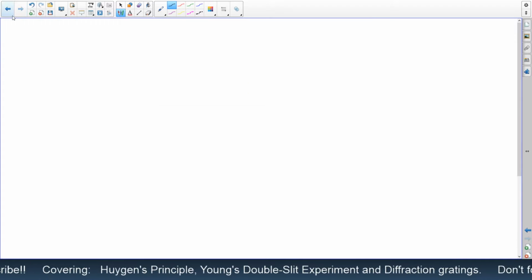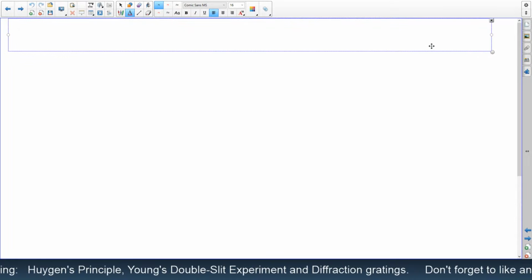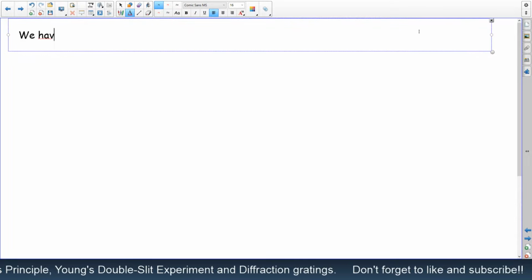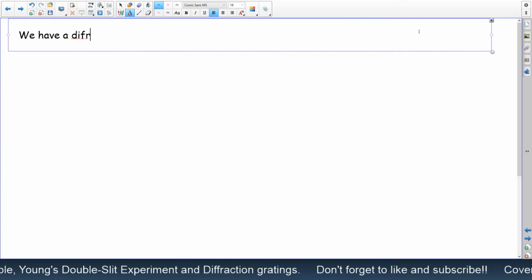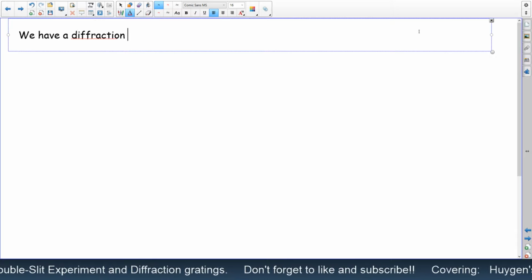So let's do an example, and that'll finish us off. Let's imagine that we have a diffraction grating. I'm doing this off the top of my head, so apologies for the bad typing. I've also got a new keyboard, if you can hear the clickety clacking.